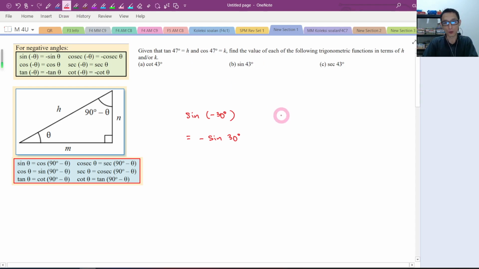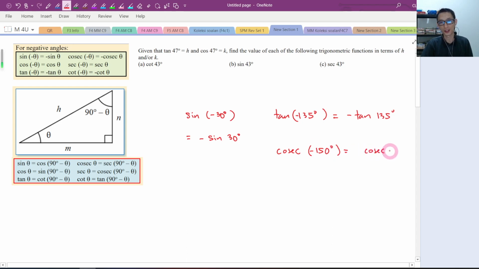Now let me use tangent first. Let's say you want to find tangent negative 135 degree, and you want to change it to a positive angle. What we need to do is first we change the angle to a positive angle, next we add a negative sign in front of it. How about cosecant? Let's say I want to find cosecant negative 150 degree. I want to change it to a positive angle first.